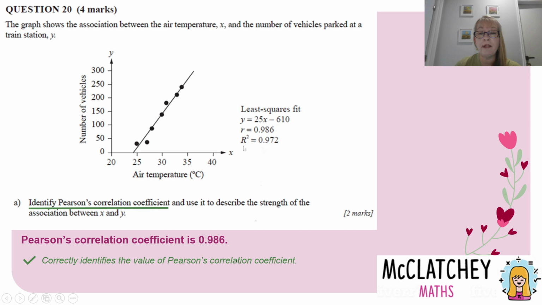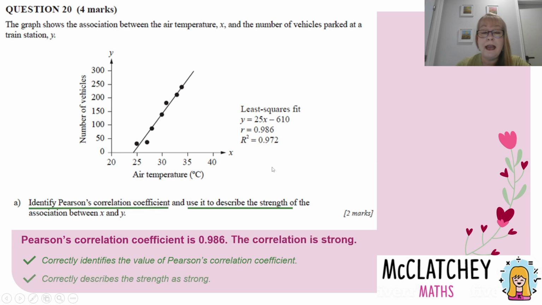So because I've correctly identified R, then I get my first of 2 marks for this part of the question. If I'd chosen R squared by accident, or because I simply didn't understand the difference between R and R squared, then I'm not going to get this mark. Okay, the second mark, using it to describe the strength. Now, I would say that there would probably have been some students who started the question but didn't read it fully and missed this part here. So using it to describe the strength, got to read those questions carefully. We can describe that strength as strong, and we get our second mark, correctly describing the strength as strong.